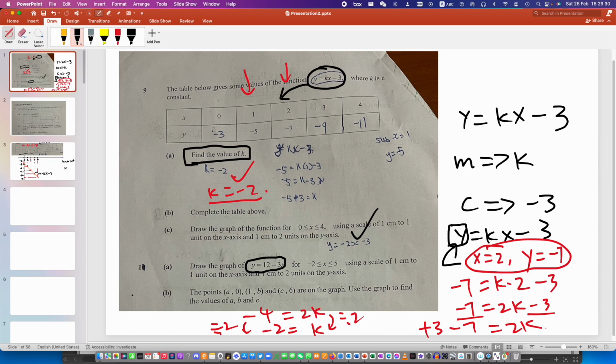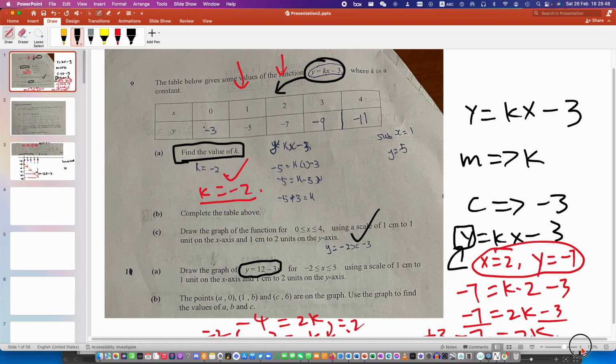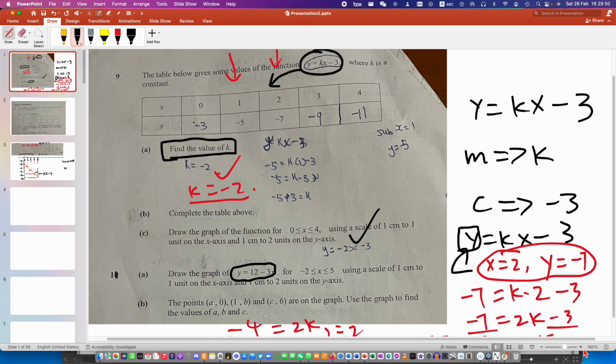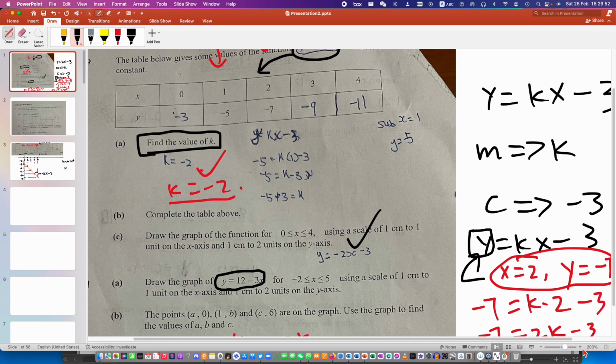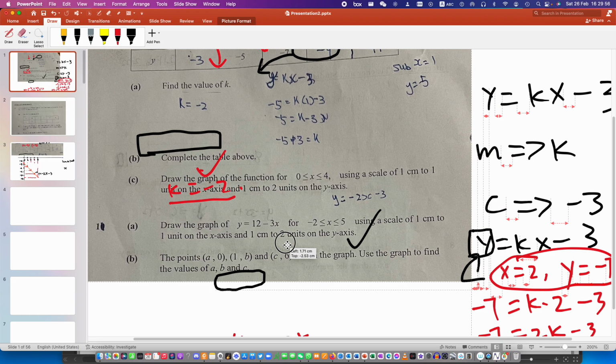Where do you start from? 0. Where do you start from for the x? 2. Where do you start from? 2. Read it loud and clear. Negative 2. Read it loud and clear. Negative 2. X.